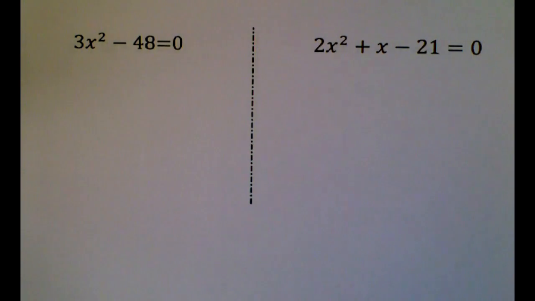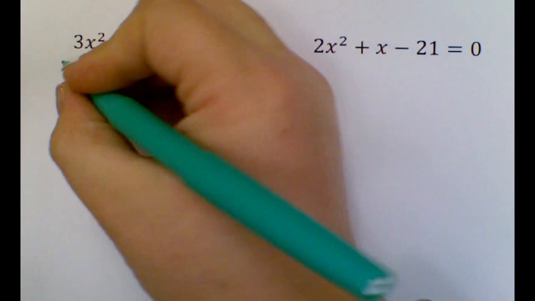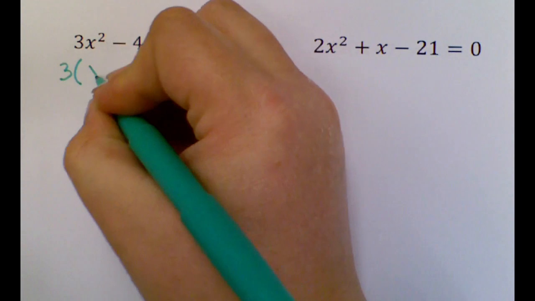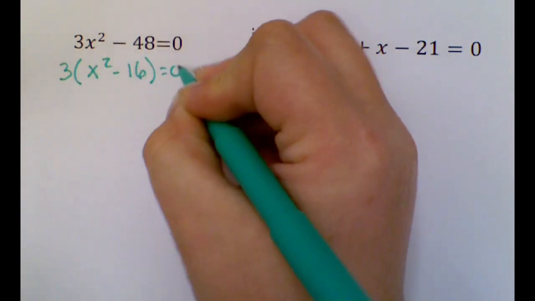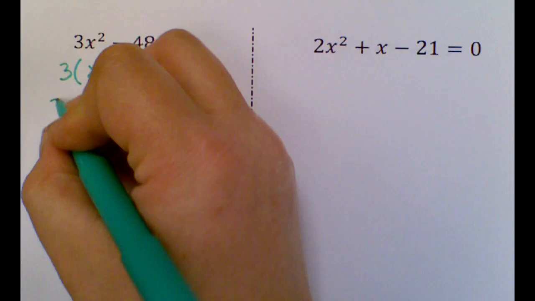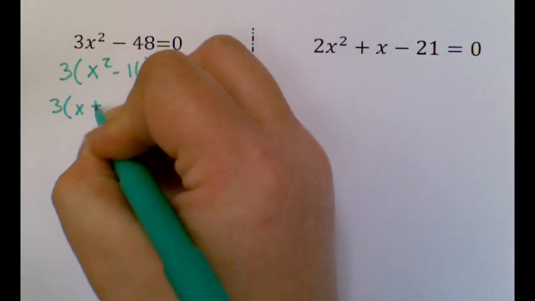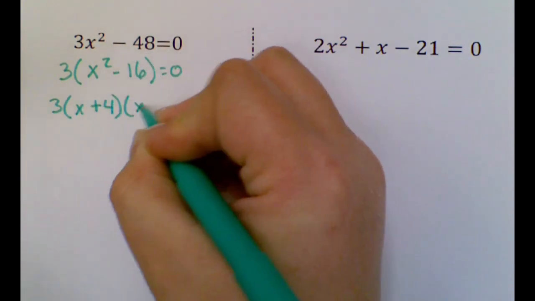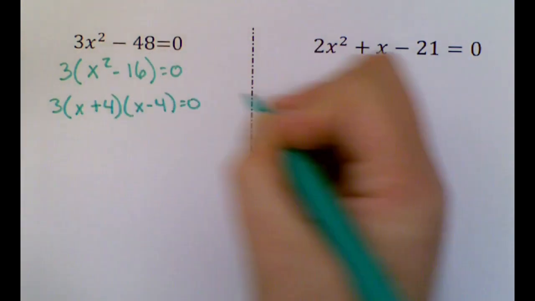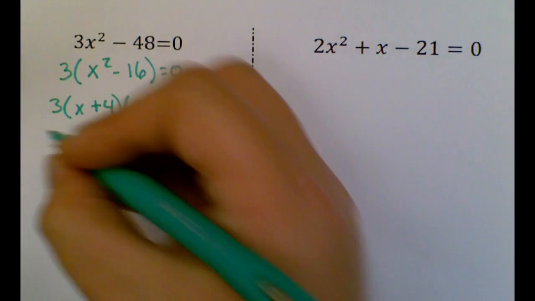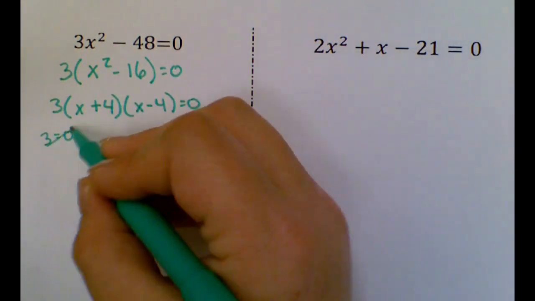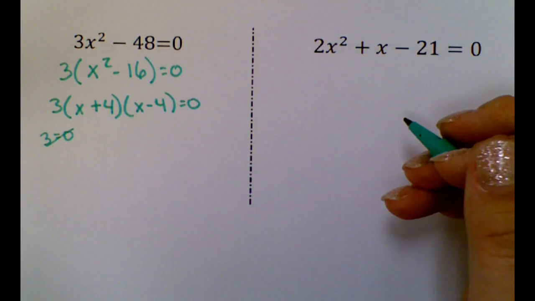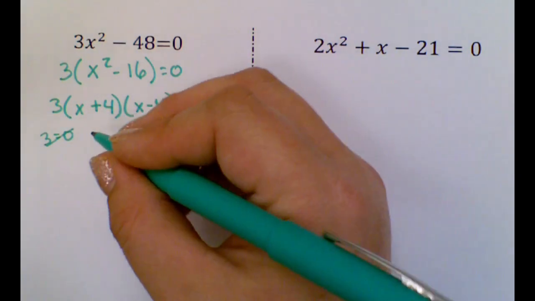All right, we have 3x squared minus 48. Well, the first step is GCF. Take out my 3. I'm left with x squared minus 16. And then I factor the x squared minus 16. That's a difference of squares, so it's x plus 4 times x minus 4. Then I set each factor equal to 0. Notice that the 3 should get set equal to 0, but it doesn't give us a solution because 3 doesn't equal 0. Sometimes you'll have an x or something there, though.